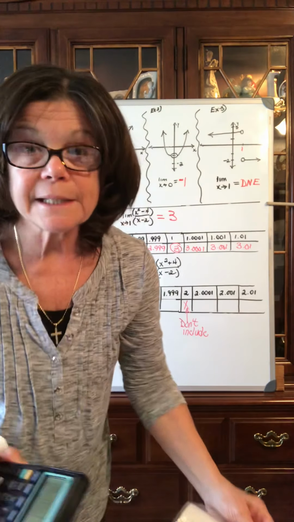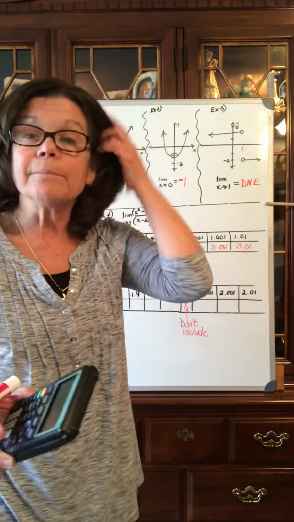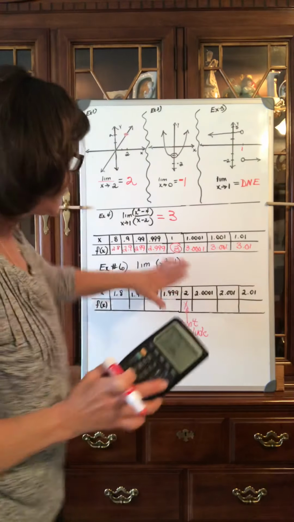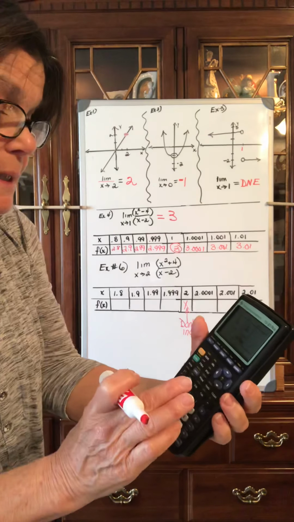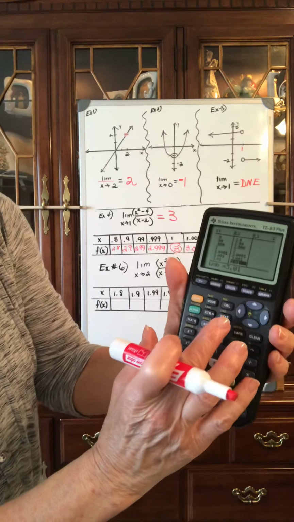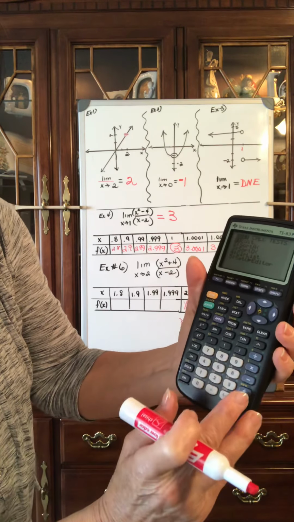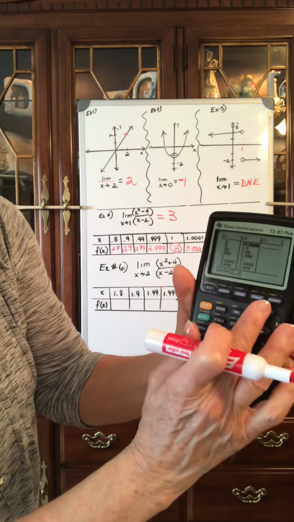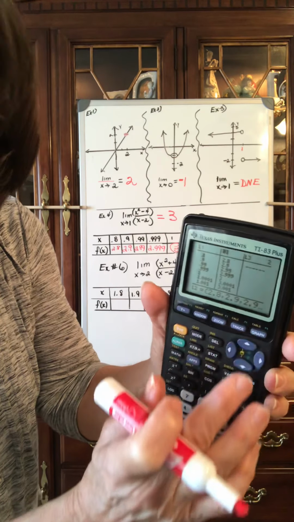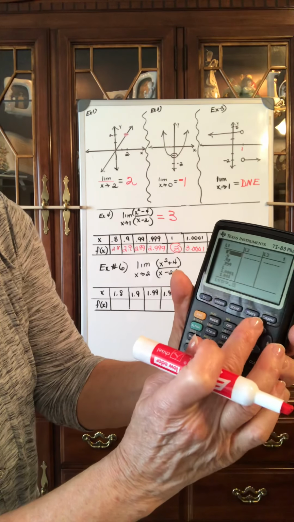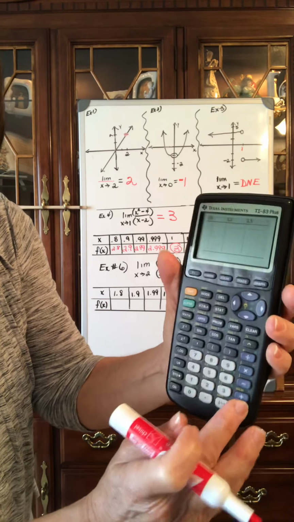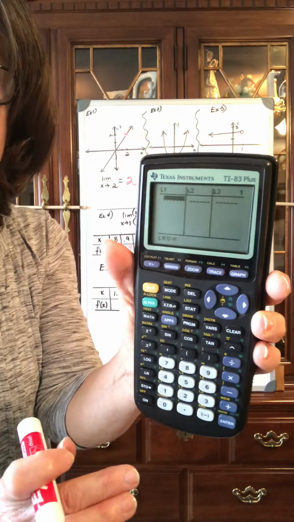Now I'm going to do example number 6 next. I'm doing this next because I needed to have this table up here to do this video. So what I need to do is clear out my lists. So I'm going to hit Stat, Edit, highlight, go up to L2, hit Clear and Enter. Do the same thing with L1, highlight L1, clear and enter. So now I have a cleared calculator.